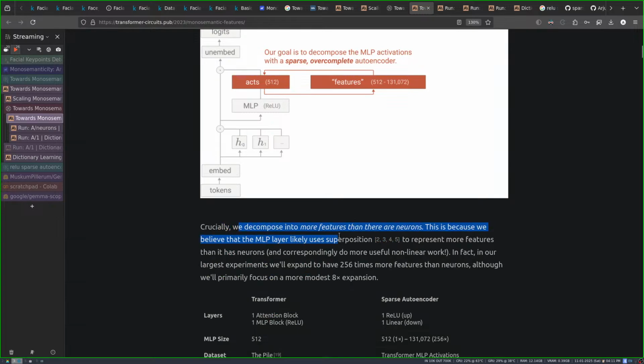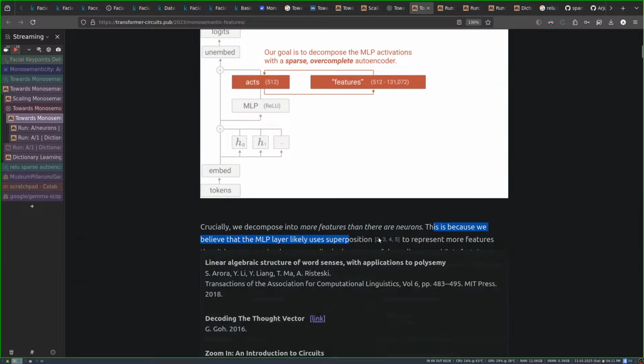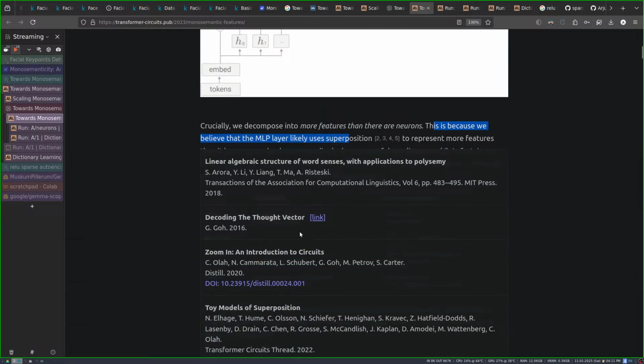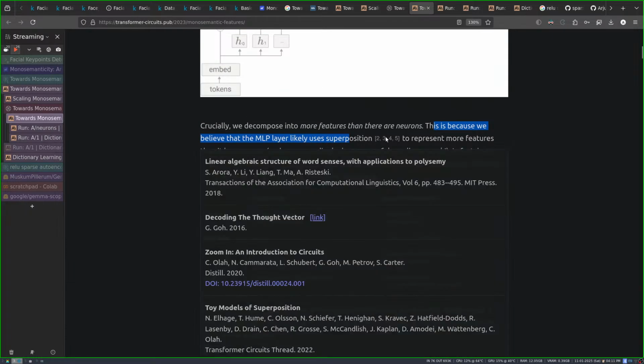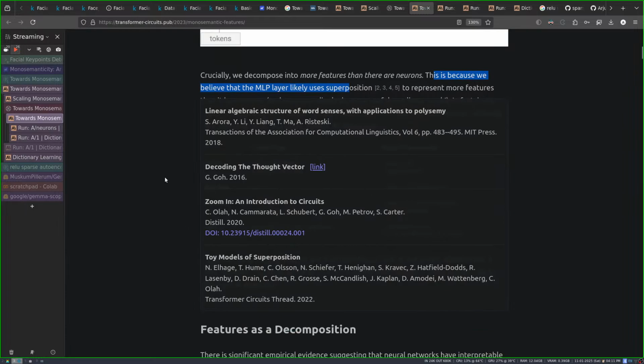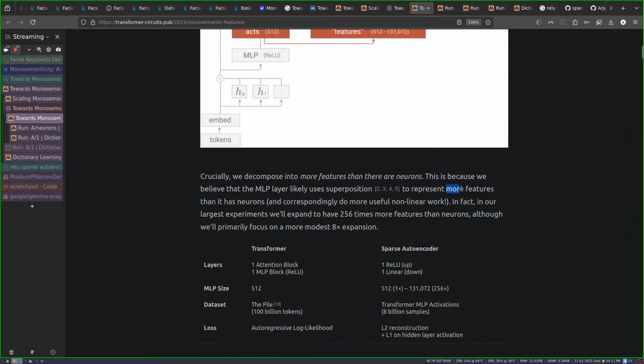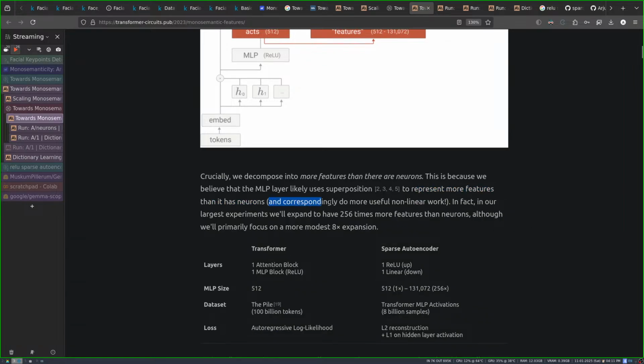Crucially, we decompose into more features than there are neurons. Obviously, this is because we believe that the MLP layer uses superposition. And I have to read the circuits, all the circuits blog, right? To represent more features than it has neurons, and correspondingly do more useful non-linear work.